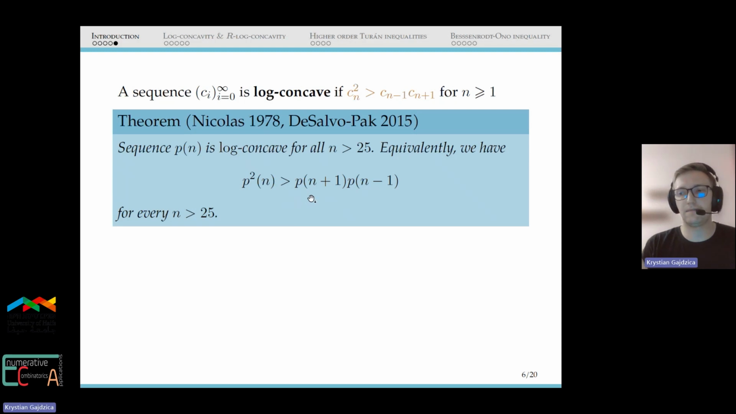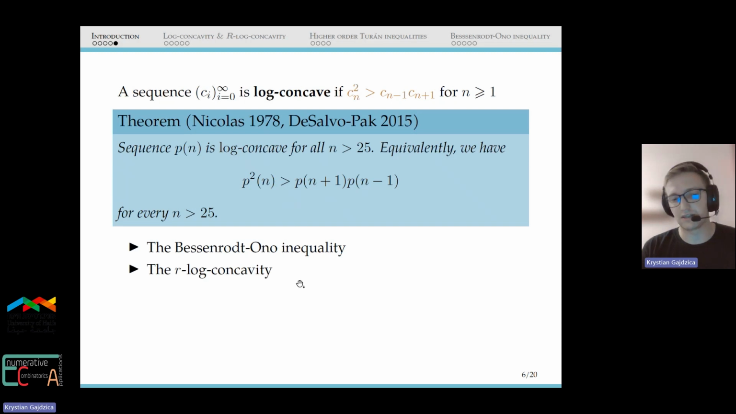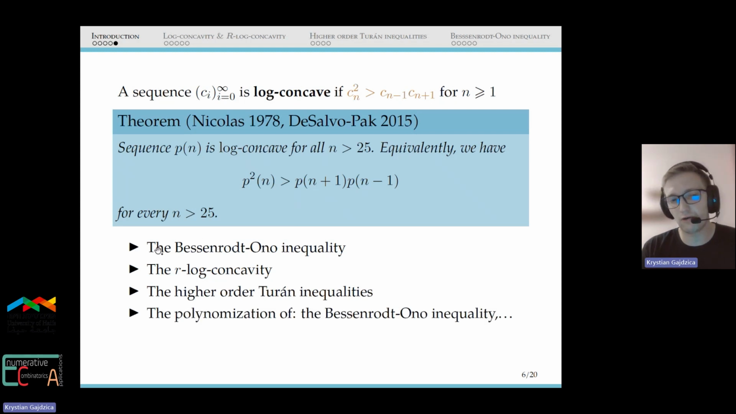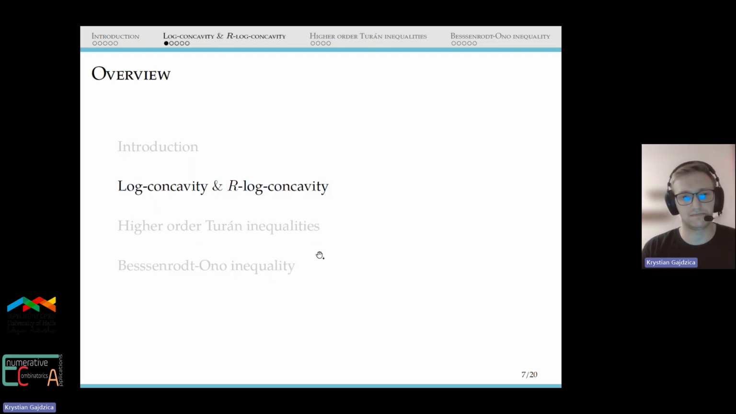However, it also initiated some research related to other inequalities. For instance, the Bessenrodt-Ono inequality, the r-log concavity, which is somehow a generalization of the log concavity task, and the higher order Turán inequalities, and the polynomization of all of the above problems. I would like to talk at least a few words about all of these issues today. So let me just start with the log concavity problem and the r-log concavity task.